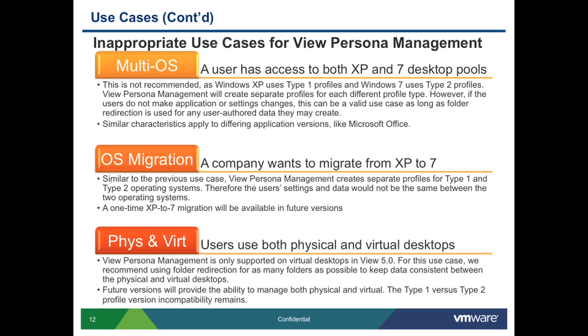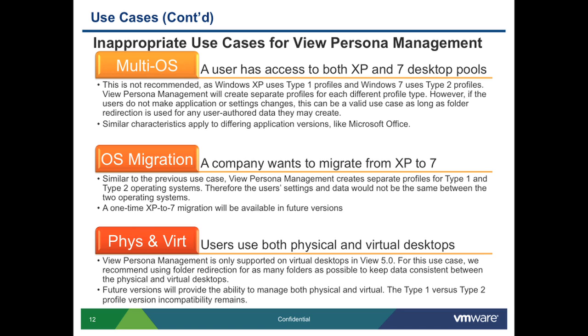However, if the users do not make application or settings changes, this can be a valid use case, as long as folder redirection is used for any user-authored data they may create. Similar characteristics apply to differing application versions like Microsoft Office, because those different versions of software actually store their data and settings in different file and folder locations.